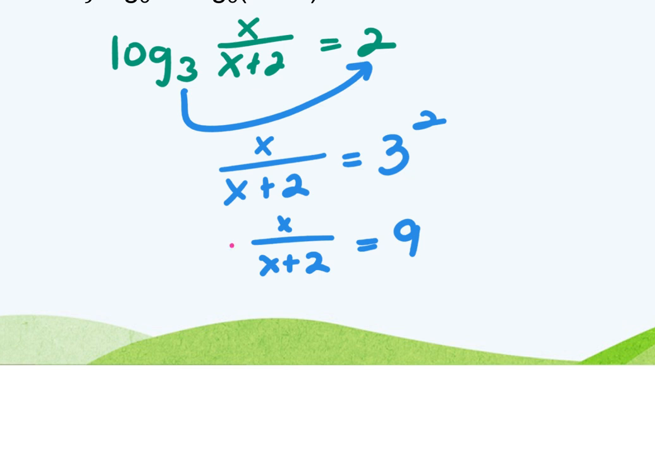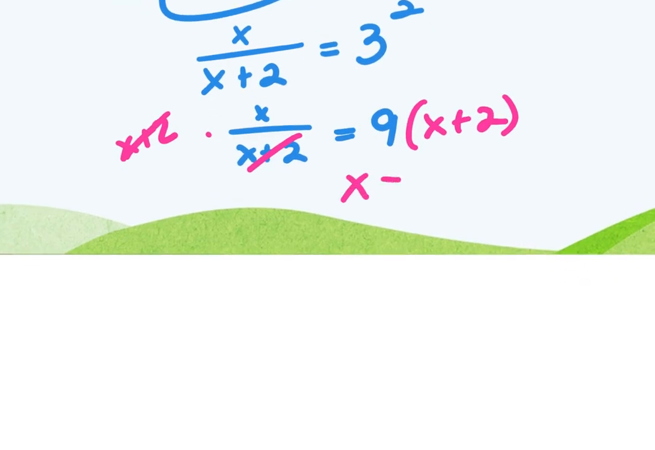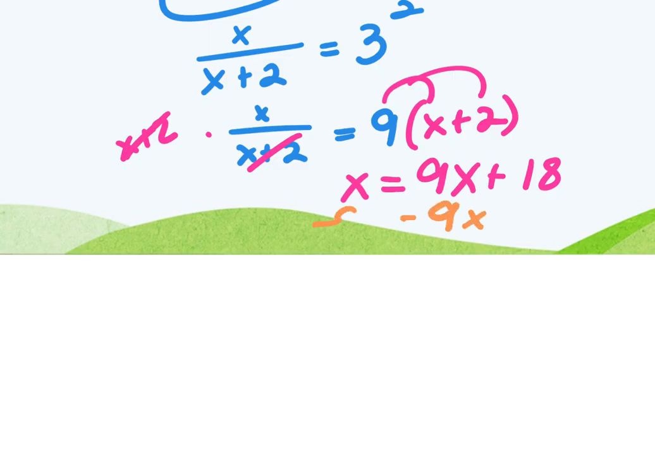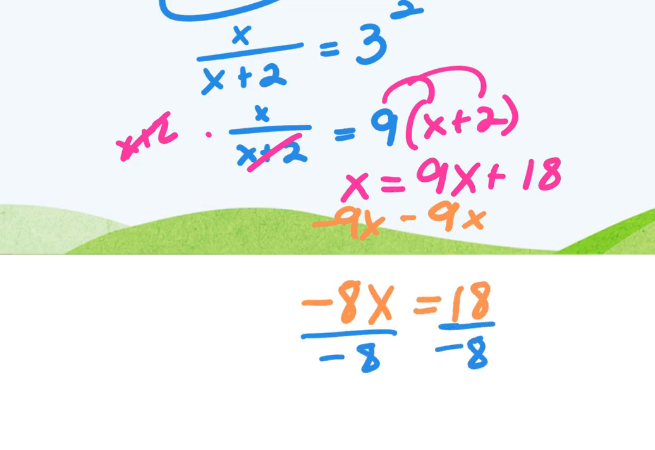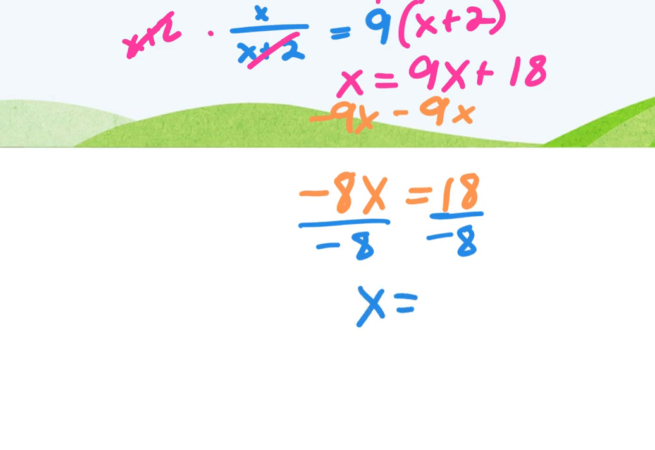Multiply by x plus 2. Good. Get rid of that denominator. So I'm going to multiply by x plus 2 on both sides. I get x equals, I can distribute, 9x plus 18. And then move the 9x on the left with the other x. So -8x equals 18. And divide both sides by -8. x equals -18 over 8, which is -9/4.